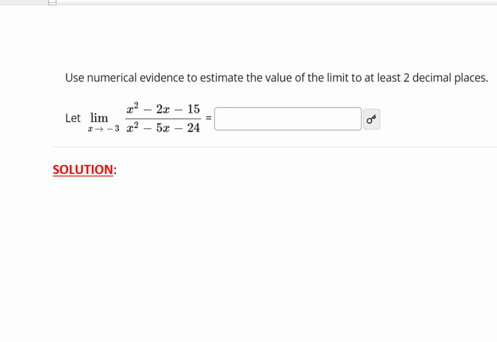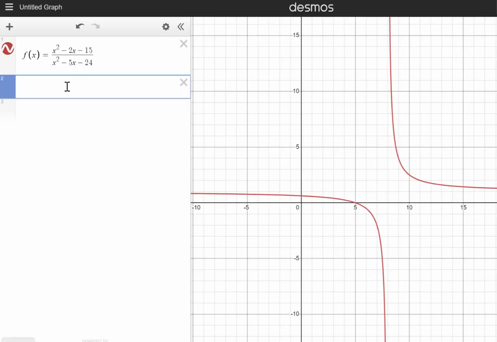So I'm going to go to Desmos and I'm going to define this function as the quadratic divided by the other quadratic. So I've defined the function here. There it is. We see that it has a vertical asymptote over here at +8. We're interested in the function's limit as x approaches -3.